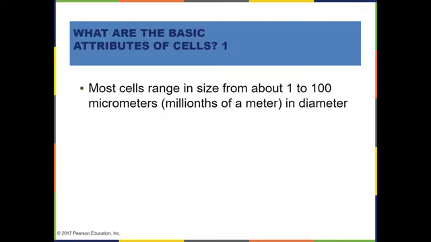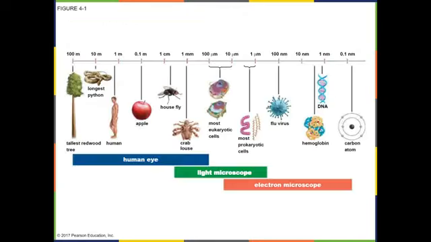So let's move on and talk a little bit more about cells. Well, let's look at their size first. Most cells range in size from about 1 to 100 micrometers. So that's millionths of a meter in diameter. So we can look at some things that we're more familiar with, something like the size of an apple, or a housefly, or humans, or even the tallest redwood tree. These are all things that you could see with the human eye.